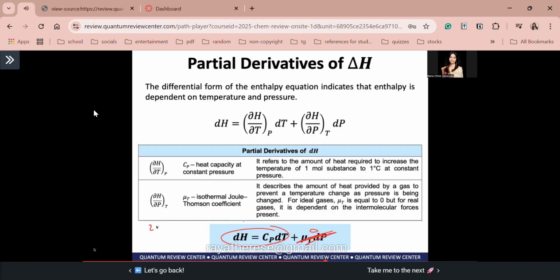Now, ma'am, what about liquids and solids? For liquids and solids, guys, the change in pressure is equal to 0. So the enthalpy of liquids and solids is still dH is equal to Cp dT. Because mostly the enthalpy of liquids and solids comes from the change in temperature and not from pressure.